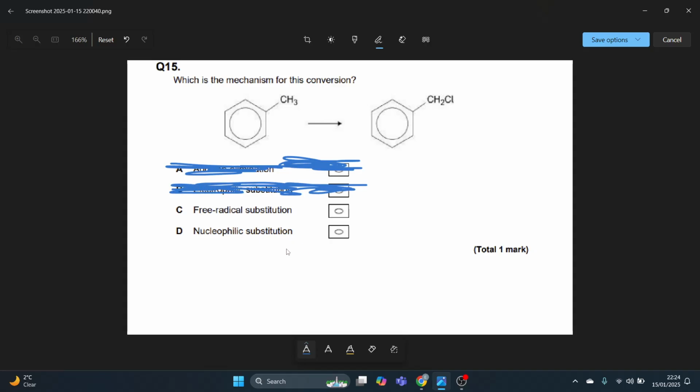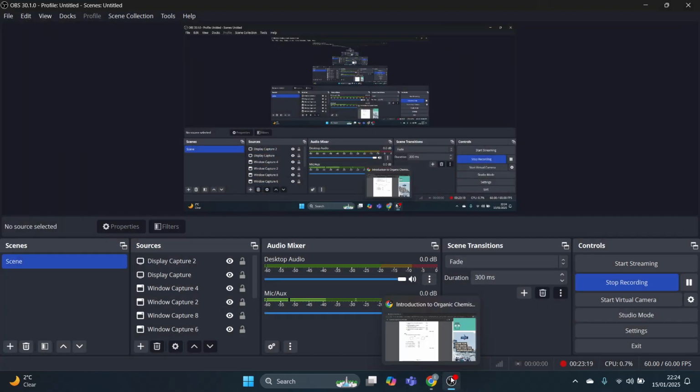It does look like it could be nucleophilic substitution because all I've done, as you can see, that stayed the same, that stayed the same. All I've done is replace the group from CH3 to CH2Cl. No, but the answer is actually free radical substitution. And that is 15C. And that is the end of the multiple choice questions.